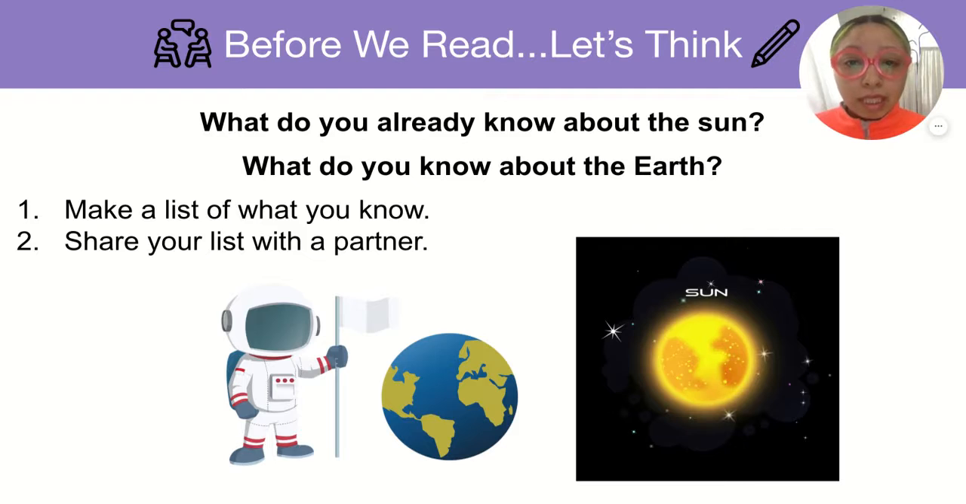Before we read, let's think. What do you already know about the sun? What do you already know about the Earth? First, you will make a list of what you know. Then, you will share your list with a partner. You can pause the video now to complete this activity. When you are finished, you may press play to continue the video.